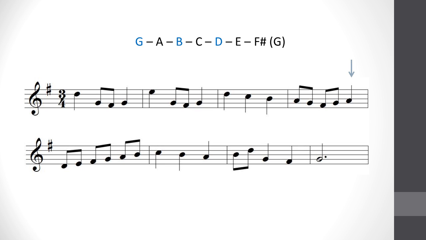Line 1 is the first phrase. It ends on unstable tone A and suggests continuation. Line 2 is the second phrase. It ends on the strongest stable tone G and suggests finality. Let's listen.